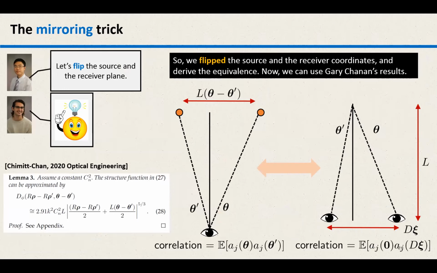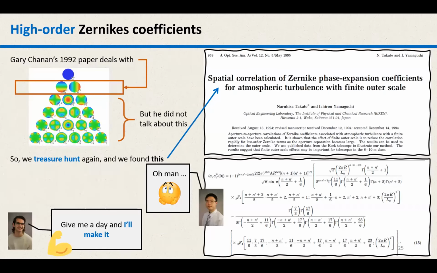And so once we find this relationship, then we can leverage all the results from Chanan's work, and then we can derive all the correlations. Now, one caveat is that Gary Chanan's result is limited to the first two Zernike coefficients. He didn't talk about how to generate the results for other Zernike bases. And so we did another treasure hunt. This time we go back to 1995, to Takato and also Yamaguchi. So they followed up the work of Gary Chanan.